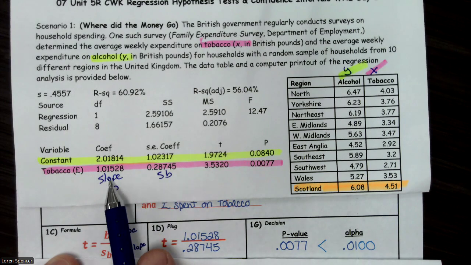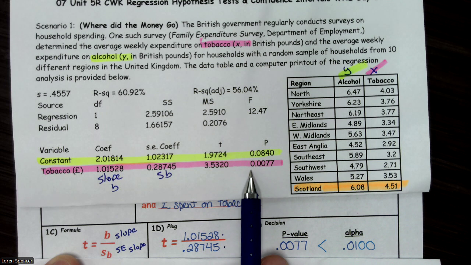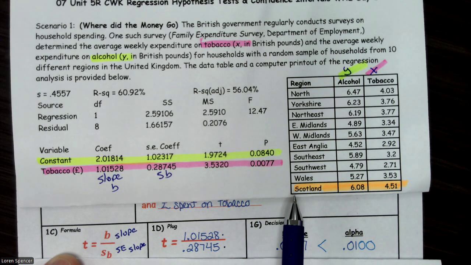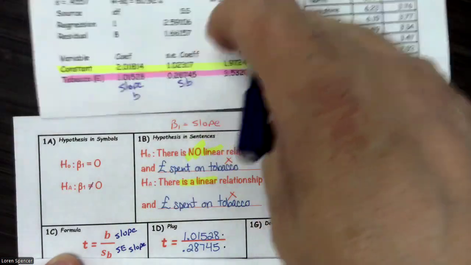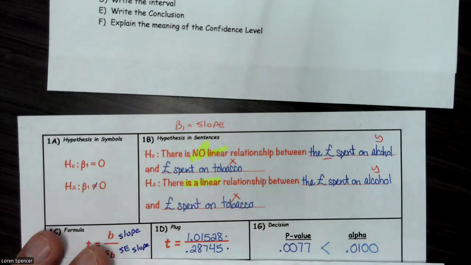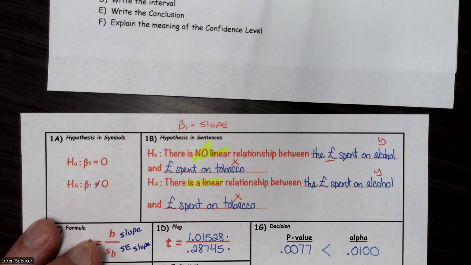So when we plug in, we end up with 1.01528 divided by 2.8745. And once again, that's the slope over the standard error of the slope. When we calculate, we get a p-value, and we come straight off the computer printout. Our p-value is 0.0077. And they asked us to test at an alpha equal to 0.01. Well, 77 is less than 100. So our decision is going to be to reject the null.